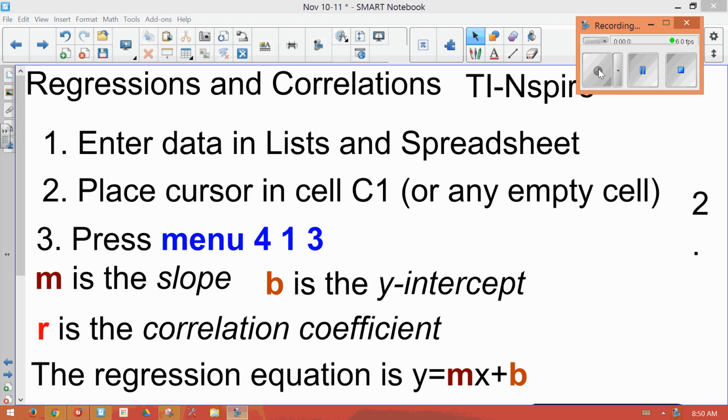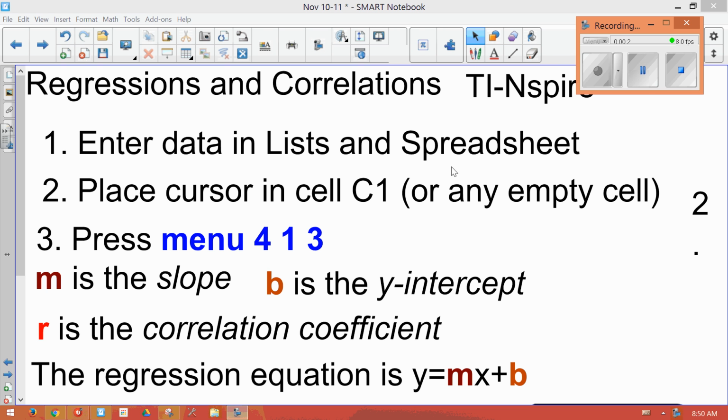Okay, let's summarize what we have learned today. Today we've learned how to do regressions, in particular linear regressions, and what correlations are in TI and SPIRE. We know that the first thing we need to do is enter the data in lists and spreadsheets.